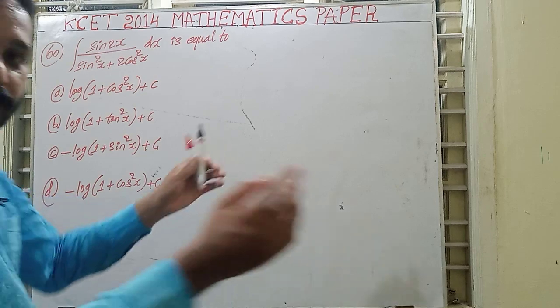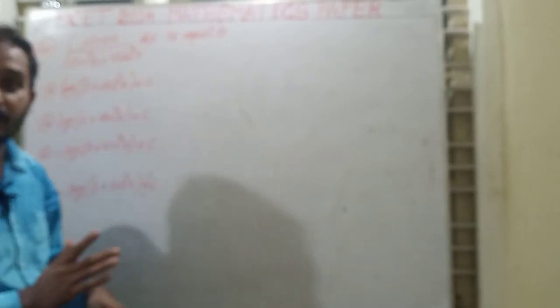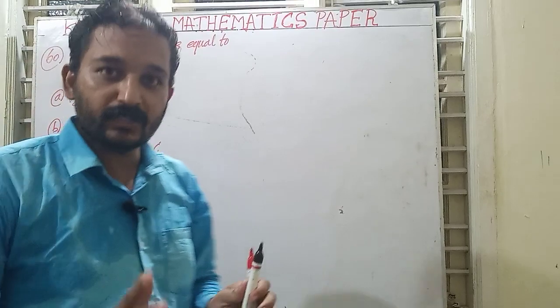So now let us move on to the next question, question number 60. KCET 2014 mathematics paper last question. This is the last question. Basically this is based on the chapter integration, particularly integration by substitution method. Already we learned about the integration by substitution method.